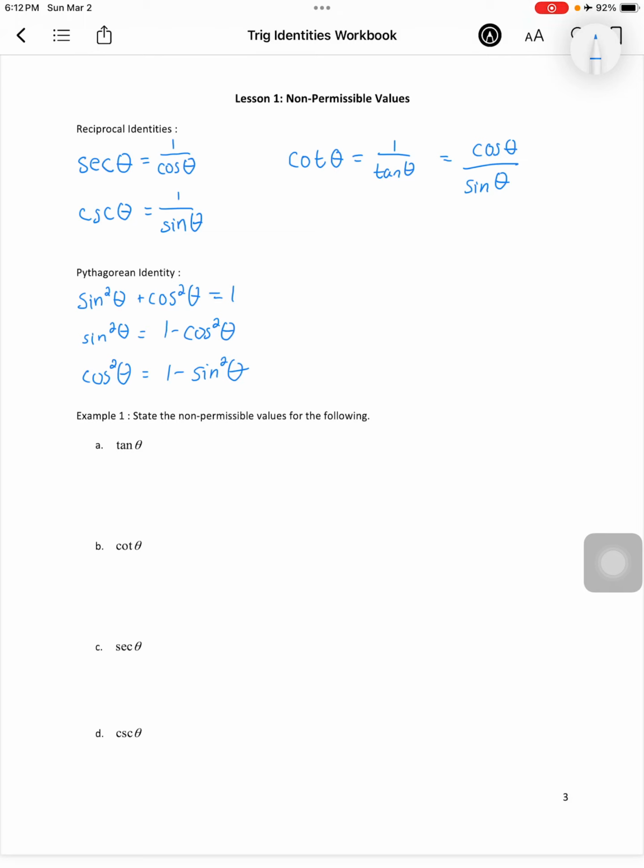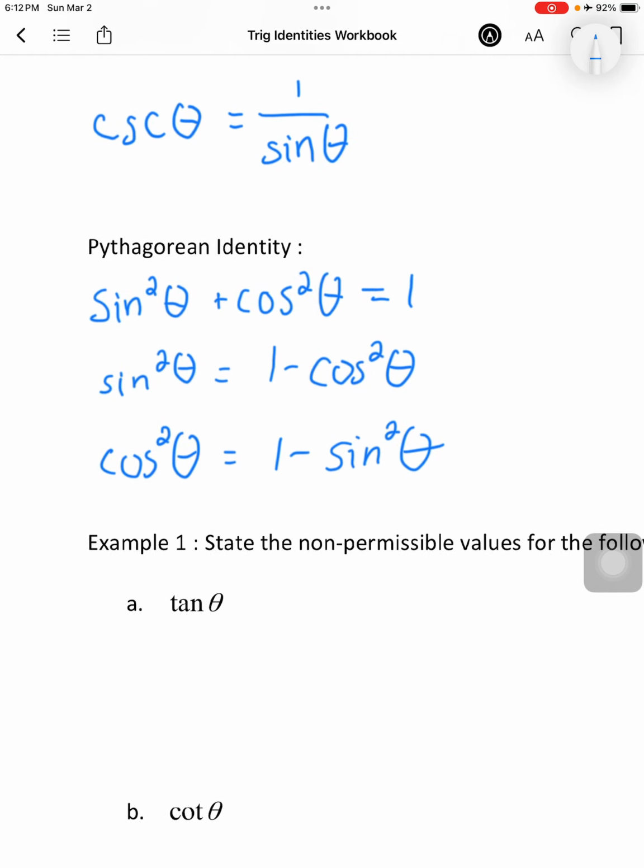The Pythagorean identity. So this is going to be an equation you're going to be working with a lot in this unit. It's sine squared theta plus cos squared theta equal to 1. And the next two below it are equations you'll also use, but it's basically the same equation as the first one, just rearranged.